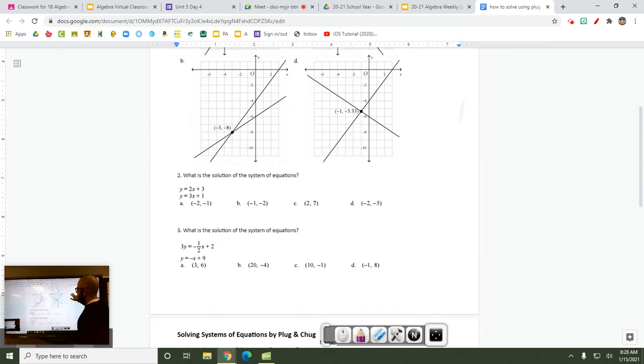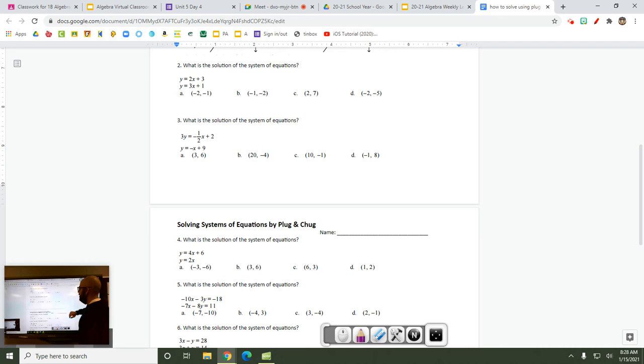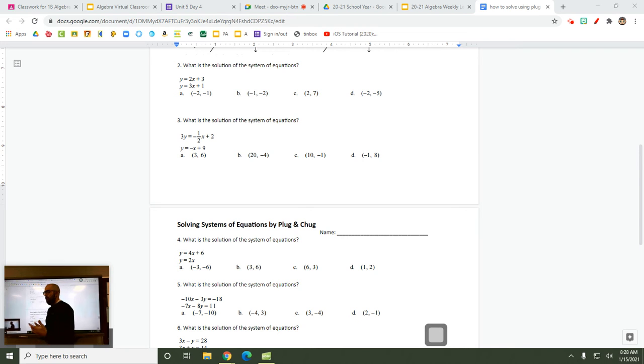Let's look at number two. Number two is a little smaller. It doesn't have any graphs. It says, what is the solution of the system of equations? So we're trying to find the solution. Let's say we're stuck again, and substitution didn't make sense to us, elimination didn't make sense to us, and we're just really confused on graphing. But we're going to use process of elimination. We're going to take these choices, plug them in, and see what works.